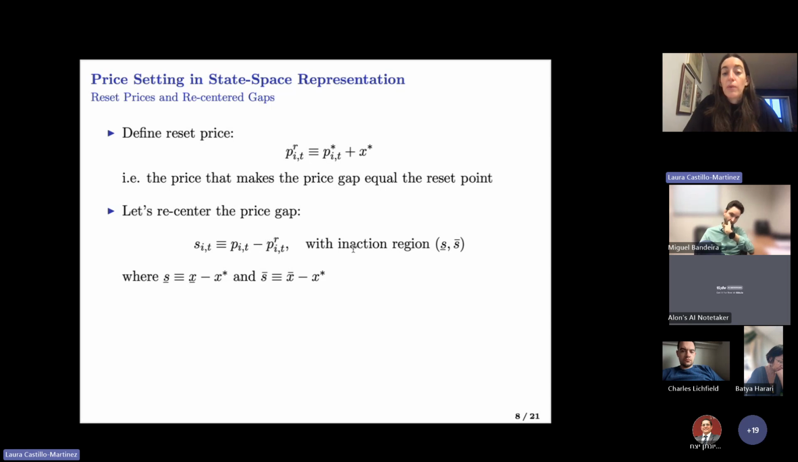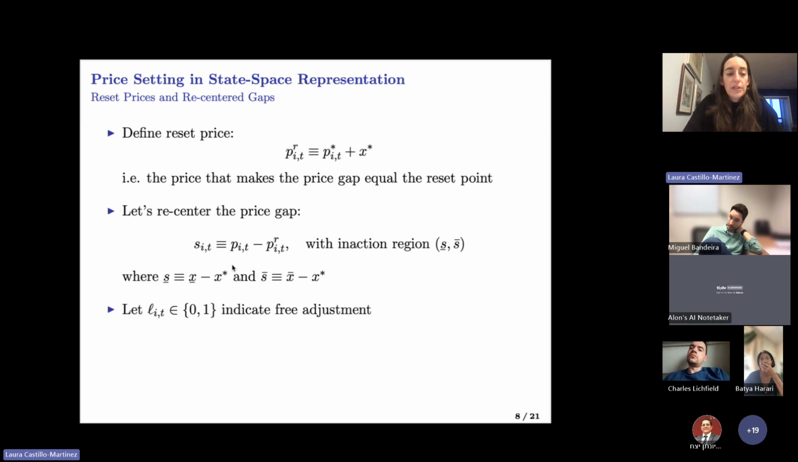The other thing that changes is that when we rewrite the SS rule, our inaction region is now going to be given by two different thresholds, S lower bar and S upper bar, where we have to adjust accordingly to the reset point. So we're just moving everything down, actually, relative to the X star. From now onward, when I talk about the price gap, I mean the price gap relative to the reset price. And when I look at the inaction region bands, I'm looking at them once they're recentered. So just keep that in mind. It's a little bit of a caveat, but it doesn't really change much of the intuition that I'm going to be explaining.